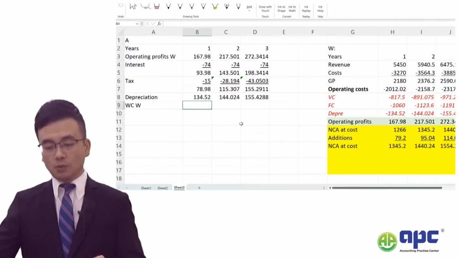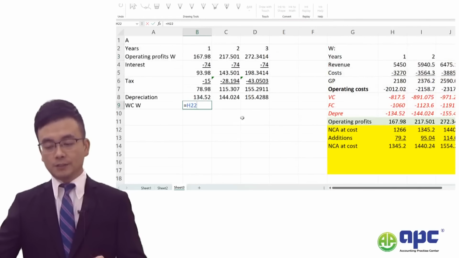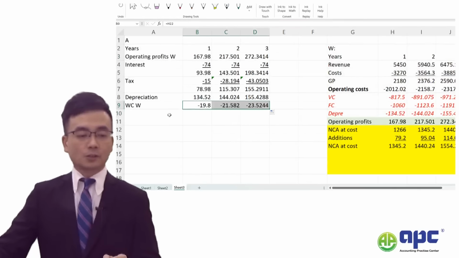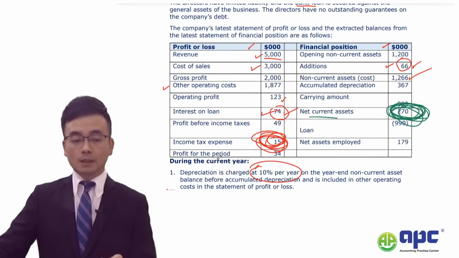So after we've done with that, we'll then copy the working capital note in our calculation. So for example, I've taken this, press enter, and then drag it here. And that's all I can do. No more than that. Now, anything else?